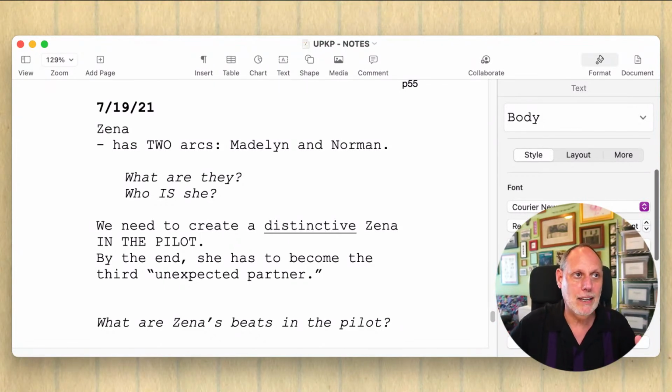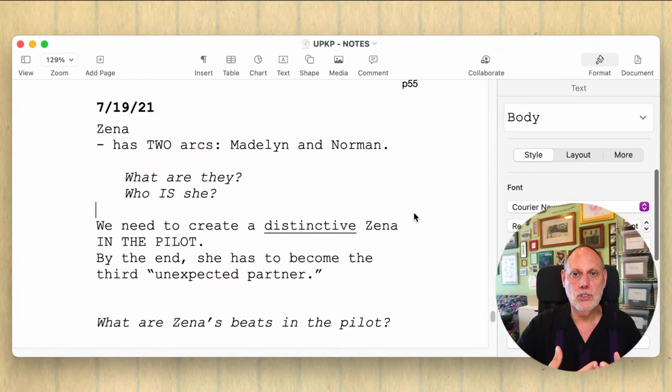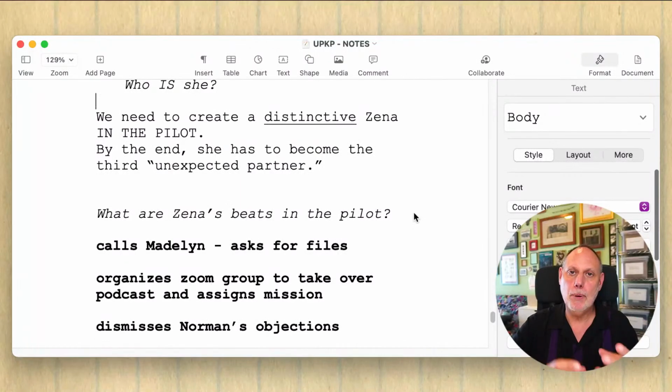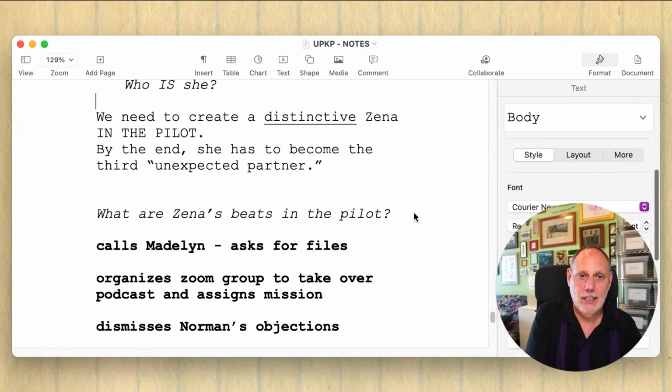And so I began to think about who is she, because she has two central relationships here. She is the go-between or the glue in this story with Madeline and Norman, and she's got to be an unexpected partner with them. By the end of the pilot, they suddenly find themselves bound together by danger, by threat. These people who should not be together are forced together, and that's what hooks us into the story of, I wonder how that's going to work out.